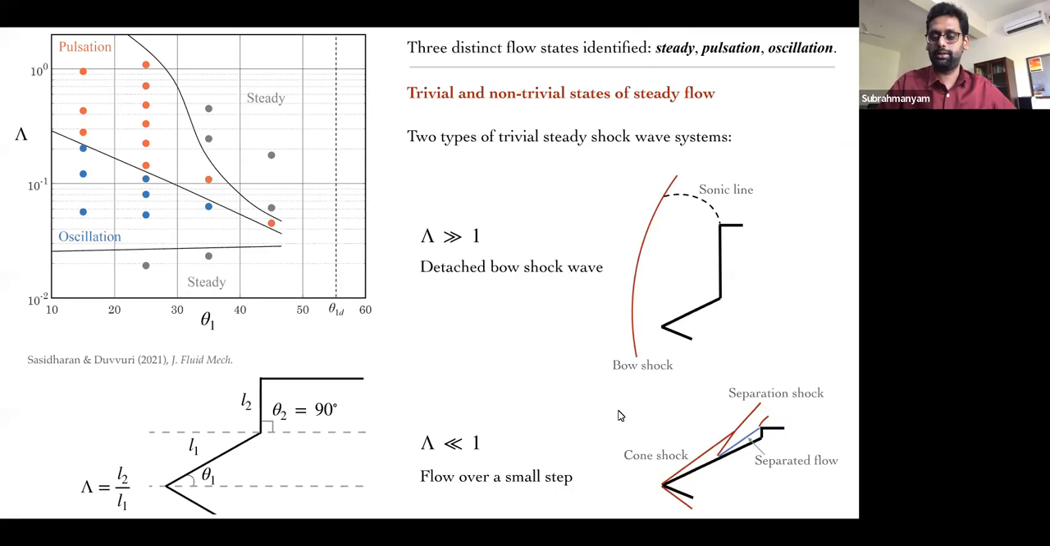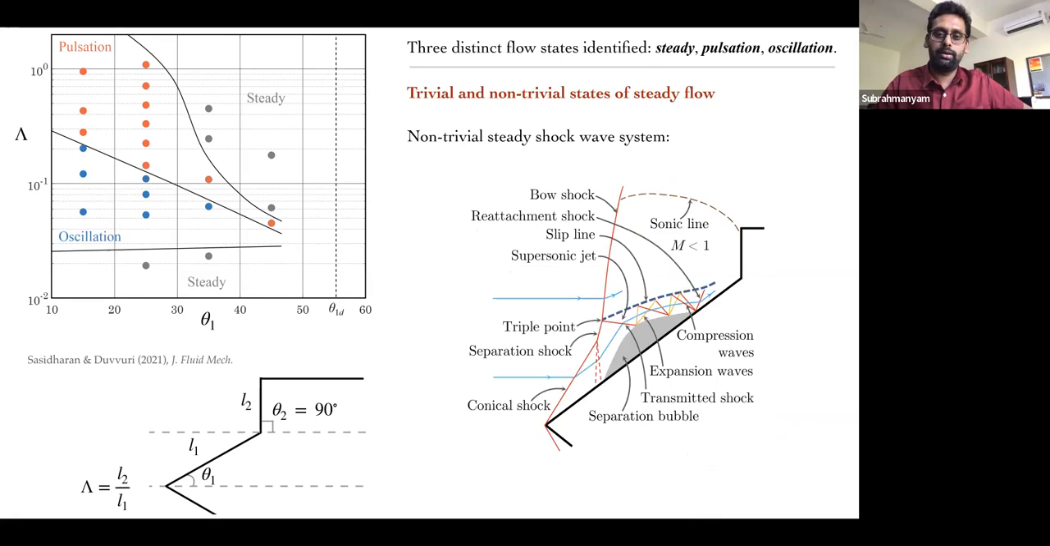Now we move on to a slightly more interesting flow structure, which we label as a non-trivial flow state, where the flow is steady, but the flow structure is not very trivial to understand. These are the markers that you see here in this part of the parameter space. Let's look at what's happening here with the help of the schematic. This flow corresponds to cases where you have intermediate values of lambda. The bow shock that is generated by the base cylinder falls somewhere on the cone surface. The cone leading edge generates this cone shock, and then you have the bow shock coming in from top, and then there's a shock interaction which gives rise to a transmitted shock which impinges on the cone surface.